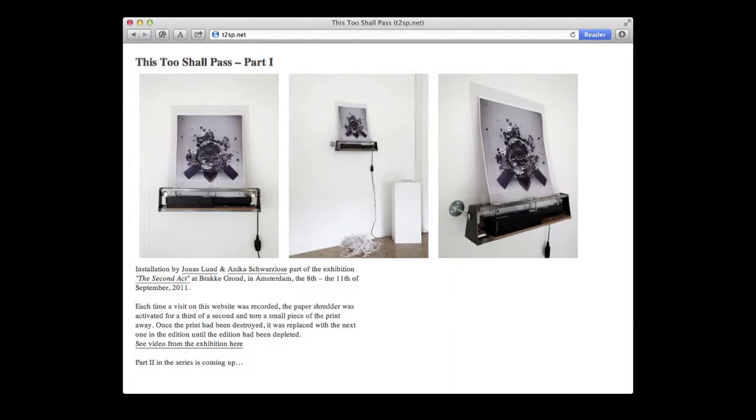This is an interesting project done last year by the artists Joan Jonas and Anke Schwarzlose called This Too Shall Pass. This work was included in a group exhibition about photography and performance called The Second Act. A photographic print has been placed on a shelf attached to a shredder. When someone visits the website for the project, the shredder is activated for a third of a second.